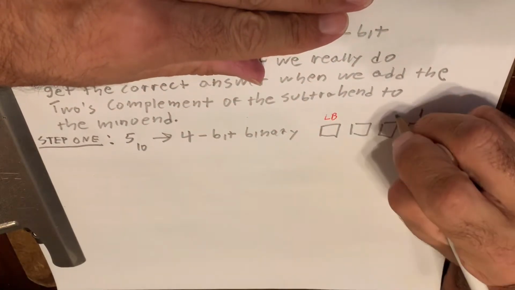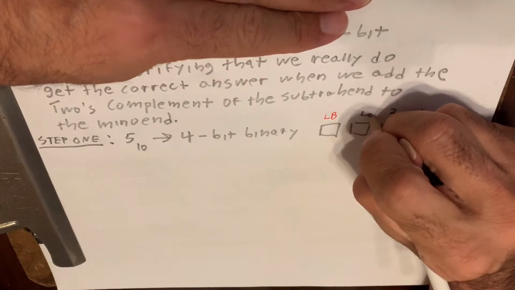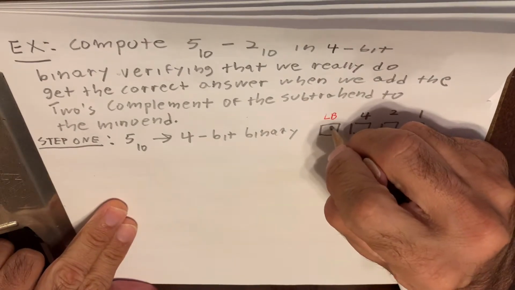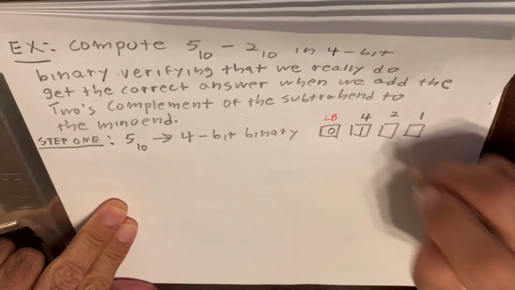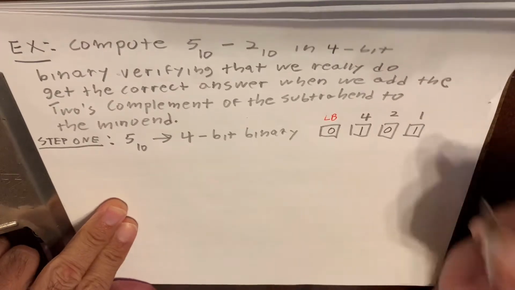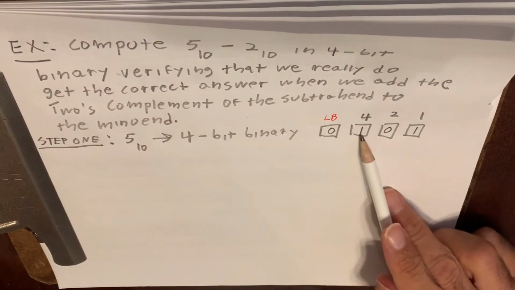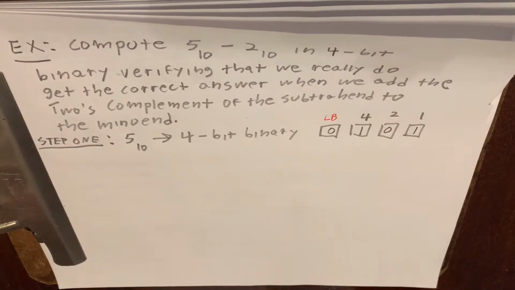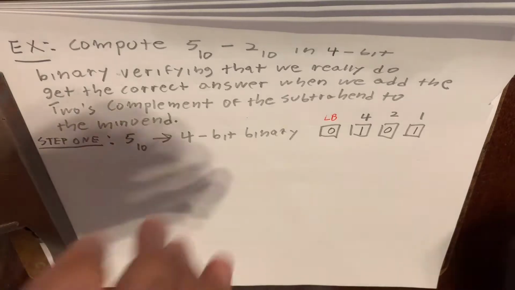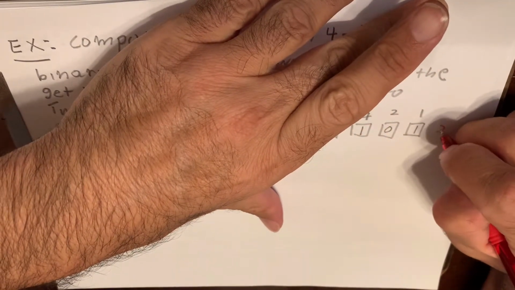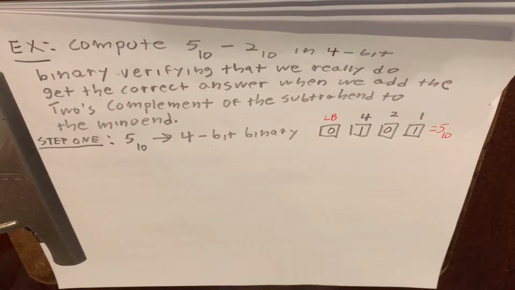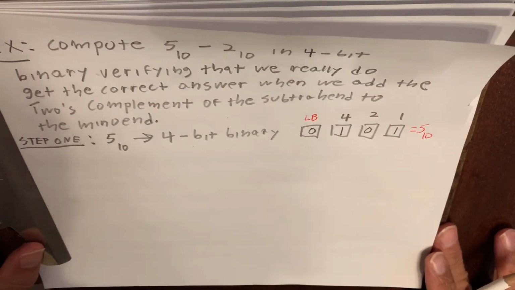And we have 1, 2, 4. So if we encode 5 base 10 into this, we have 0 here, a 1 here, a 0 here, and a 1 here, because 4 plus 1 gives us 5. So this is 5 base 10. So step 1 is done, and that is relatively easy.